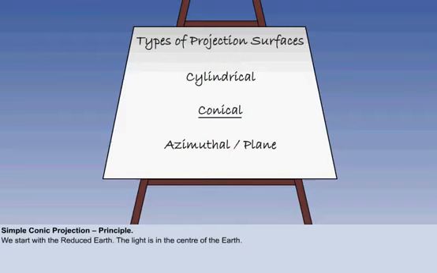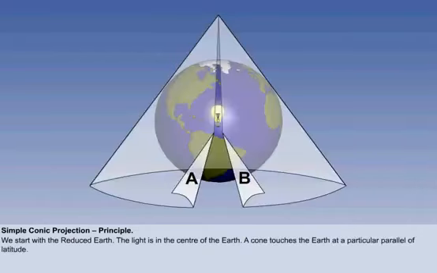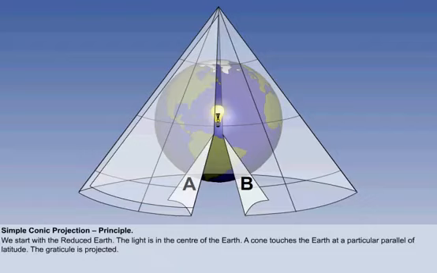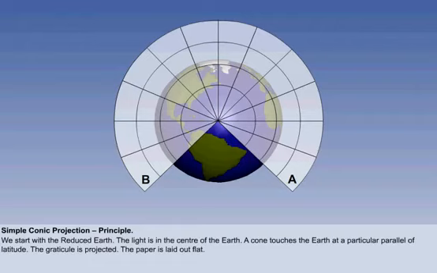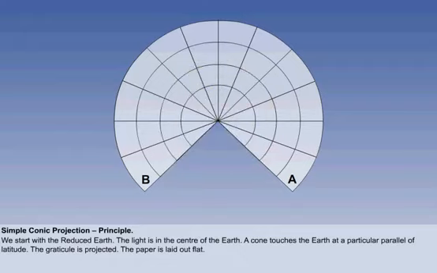First, let's remind ourselves of how the basic conic is produced. We have a reduced Earth at the same scale as the chart we wish to project. The light is in the centre of the Earth for this projection. A cone touches the Earth at a particular parallel of latitude. The graticule is projected. The cone is developed. That simply means that it is laid flat. The result is a circle with a sector missing.